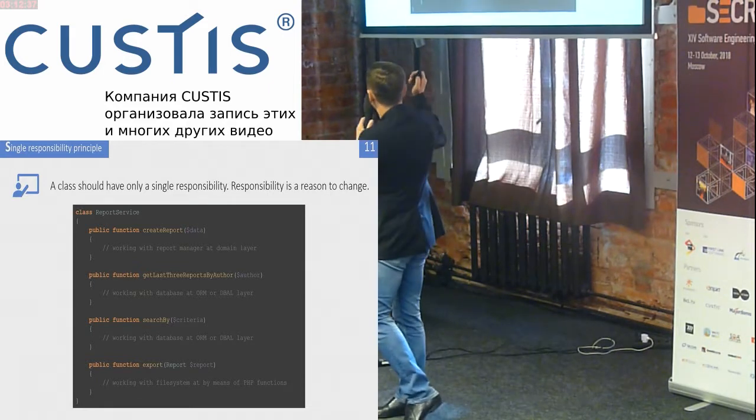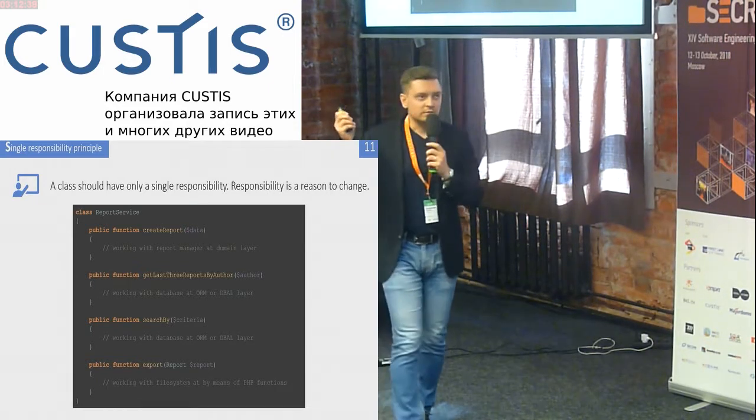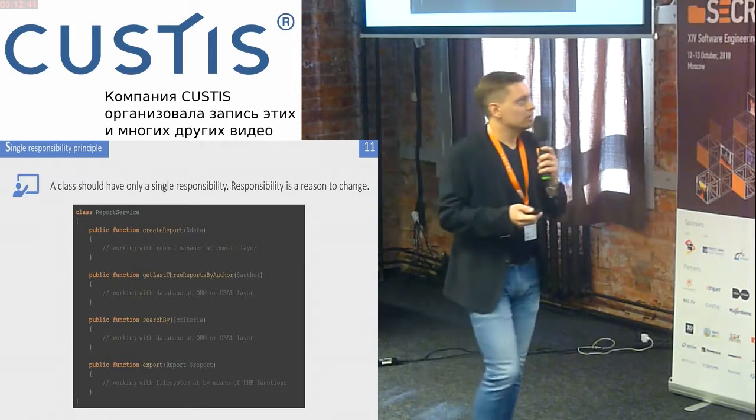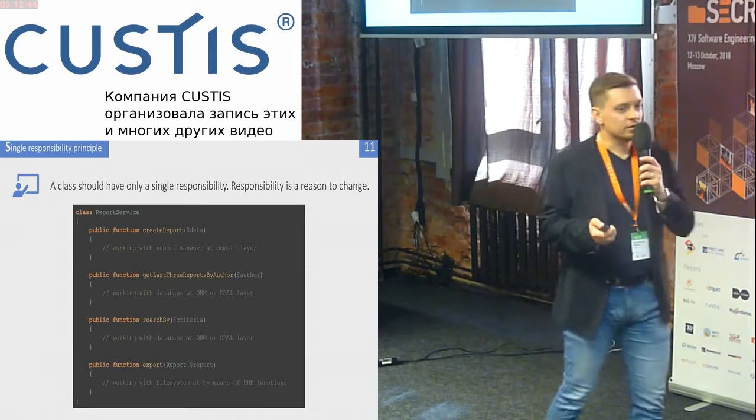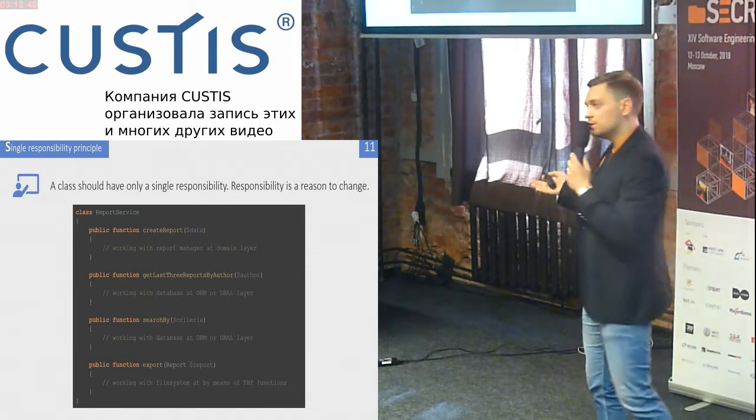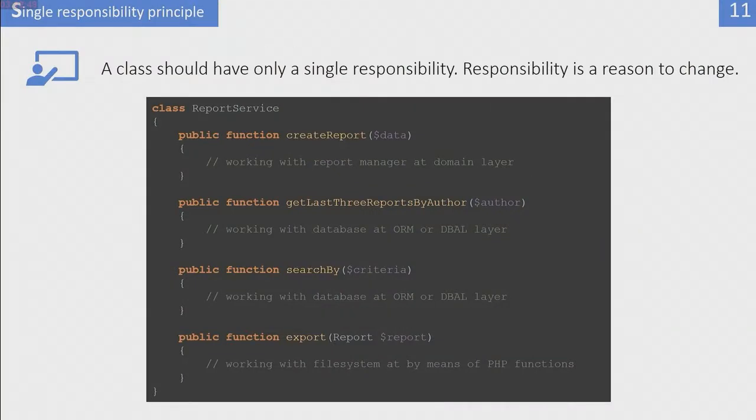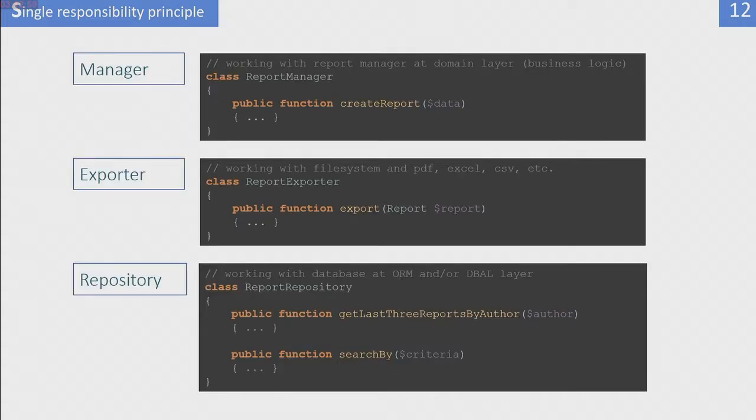For example, creating a report requires some manager or mailer, etc. Searching and filtering work exclusively with the database, which is another service, and exporting may use a file system or some specialized library such as PDF. The better approach would be to break this class into three others: report manager, report exporter, and report repository.